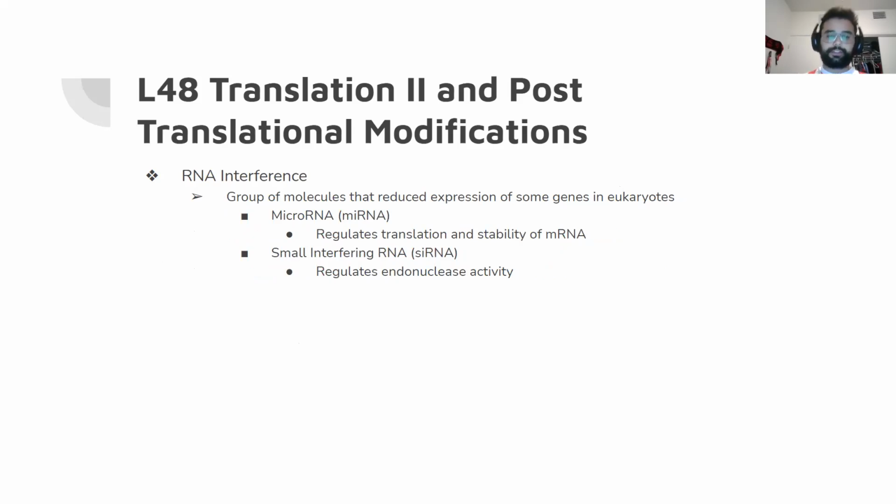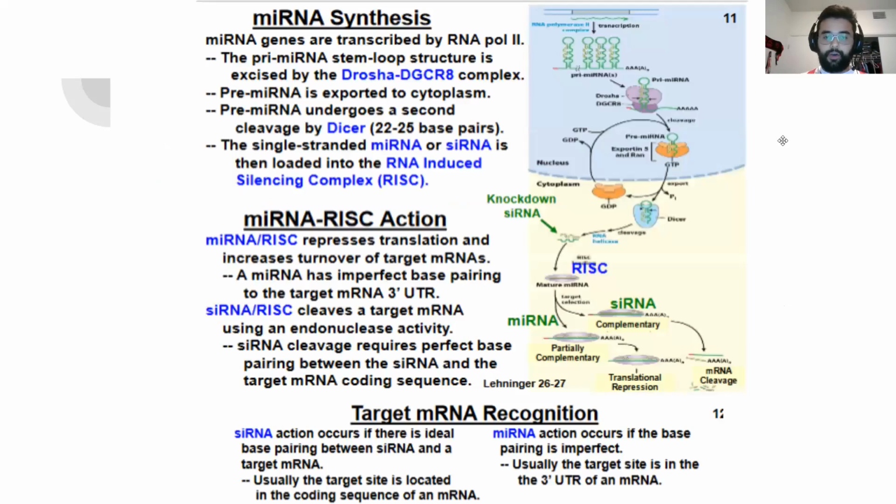We also have some groups of molecules that reduce the expression of some genes in eukaryotes: our microRNAs and our small interfering RNAs. They have two different functions. Our microRNAs regulate the translation and the stability of RNA, and our small interfering RNAs regulate endonuclease activity. This is a horrible looking graph, but sadly, you're going to have to know a good portion of it.